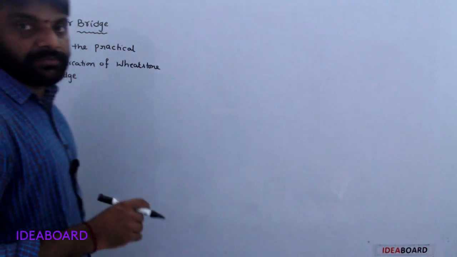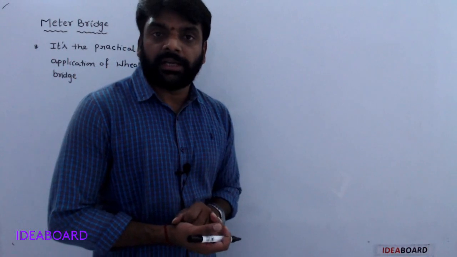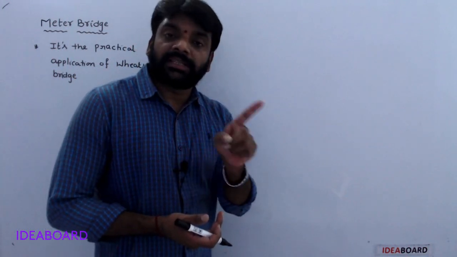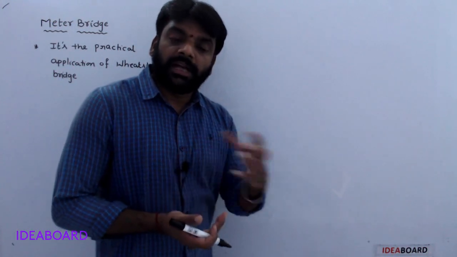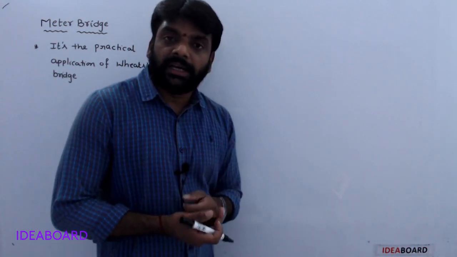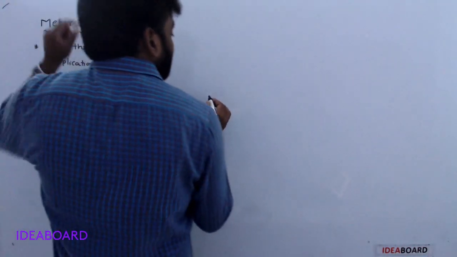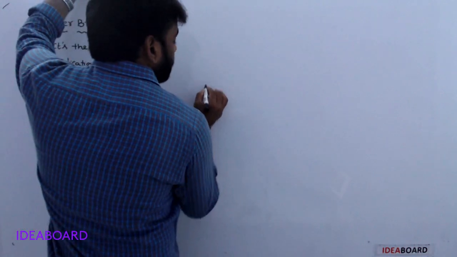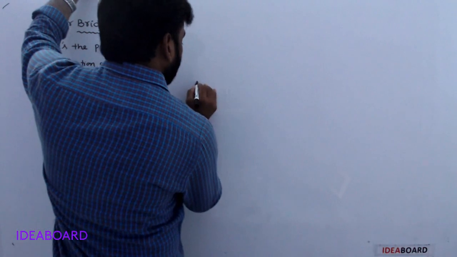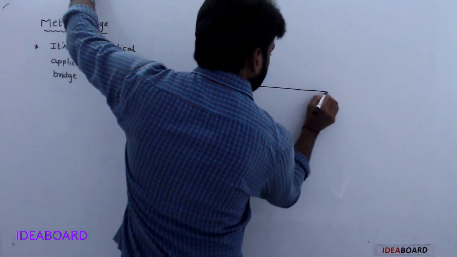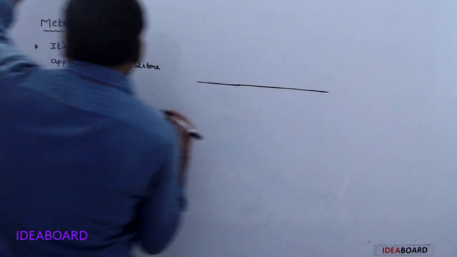First of all, construction. Consider a 1 meter wire with uniform cross-sectional area, stretched taut and clamped between two copper strips. It is a meter wire.